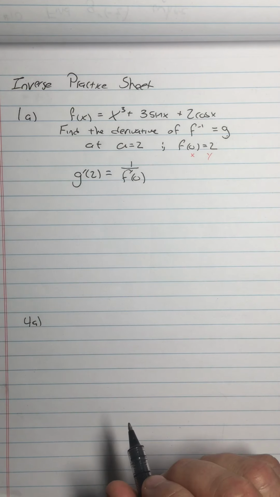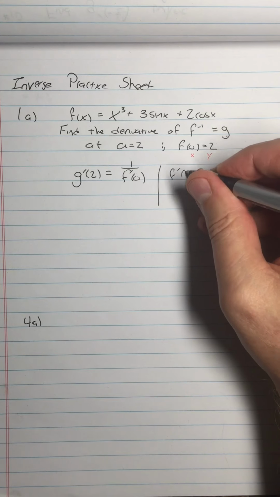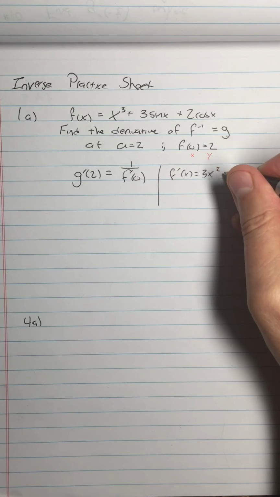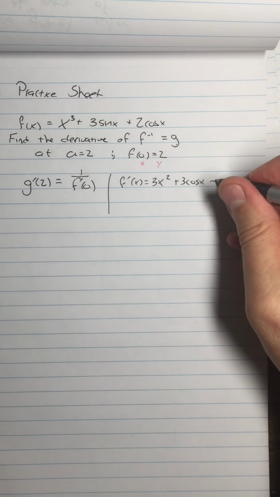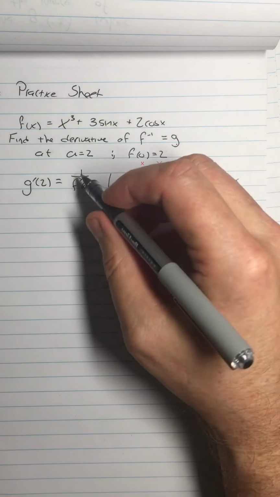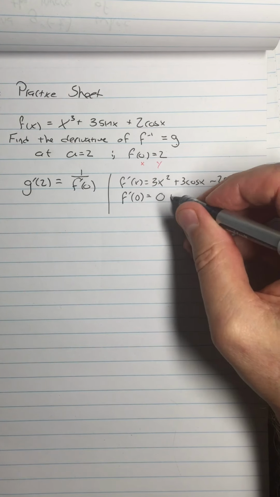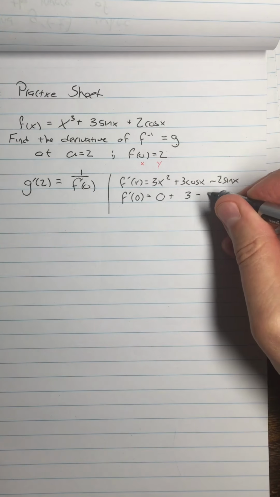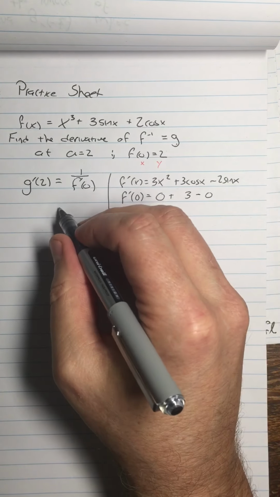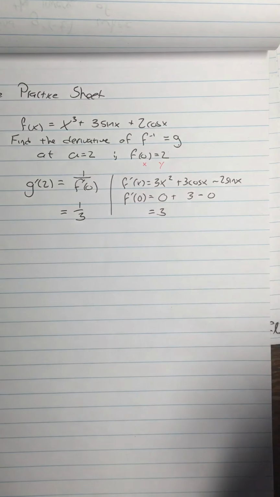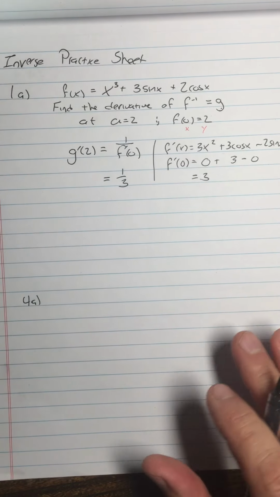So then all I have to do is find f prime. So I'm going to look at what f prime is. So f prime of x is 3x squared plus 3 cosine x minus 2 sine x. I need to know f prime of 0, which is 0 plus 3 minus 0, so that's 3. And that tells me that 1 over f prime of 0 is 1/3. Ba-ding!